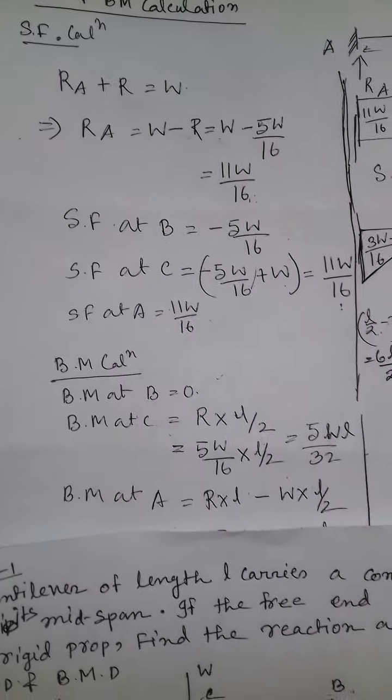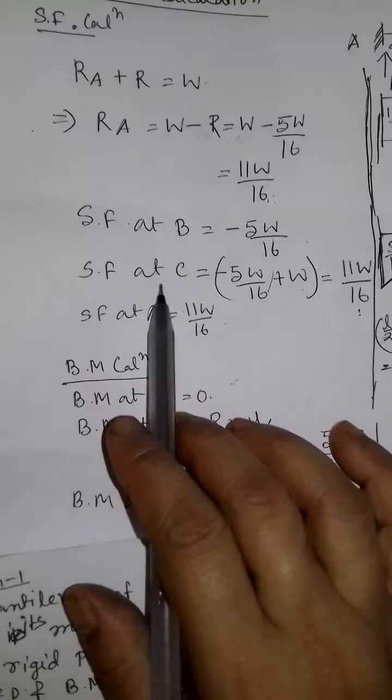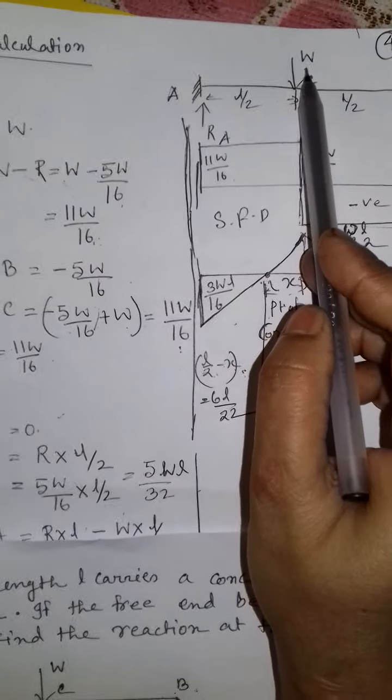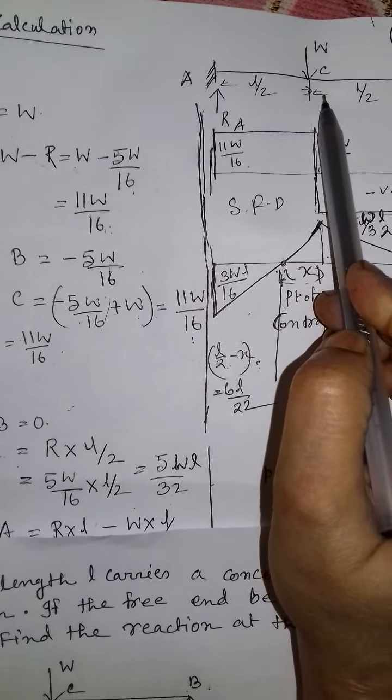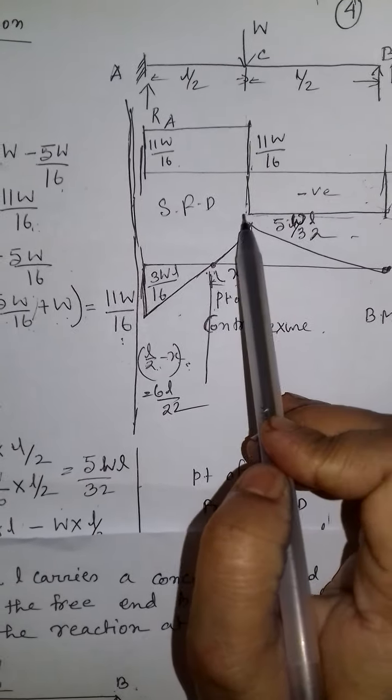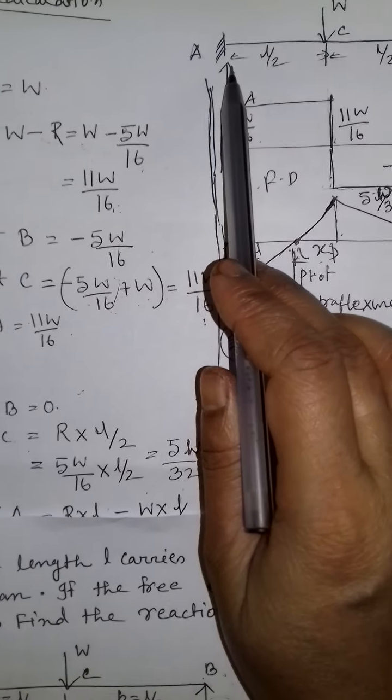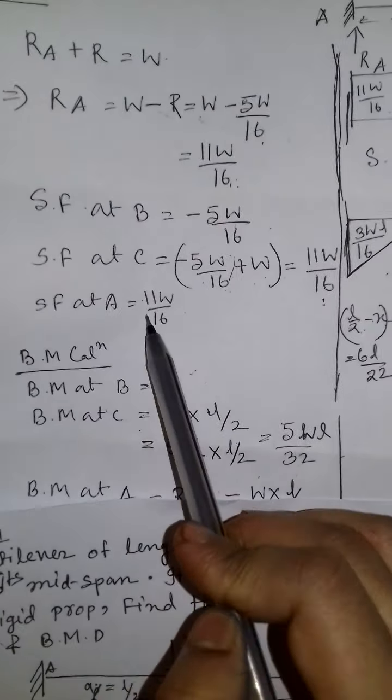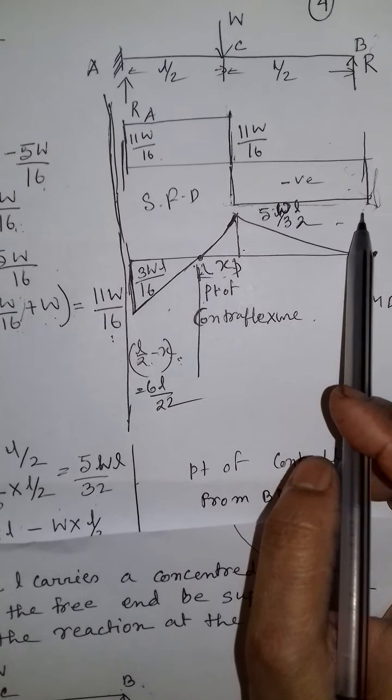Now you have to find out the SF. So SF at B, our R is 5W by 16. This is upward. Right side upward we take negative. So SF at B is equal to minus 5W by 16. Now SF at C. At C, here W is downward, so this is positive. So minus 5W by 16 plus W becomes 11W by 16. So here is negative, and here again positive, and SF at A is 11W by 16. So our SF diagram is like that.